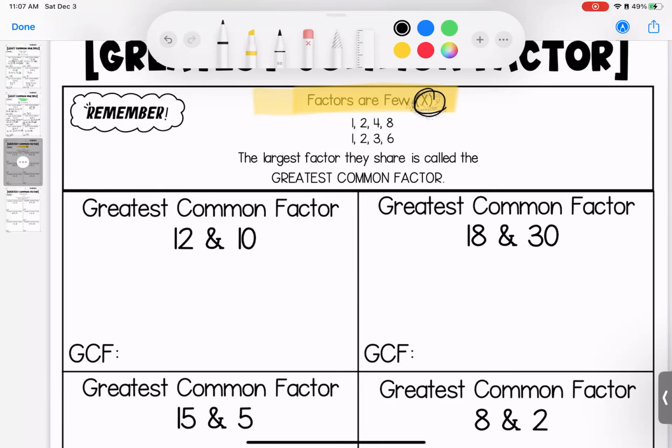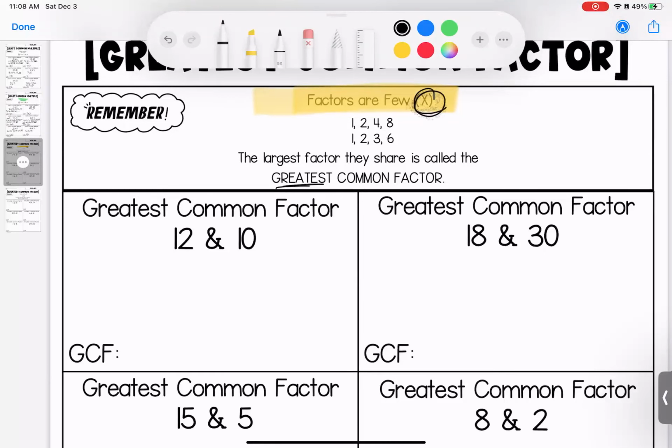I can tell you exactly how many factors there are for a number. So that means that you need to really think it through and ask yourself, what are the factors? We're looking for the greatest number they have in common.